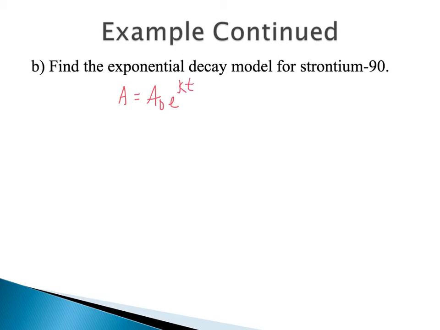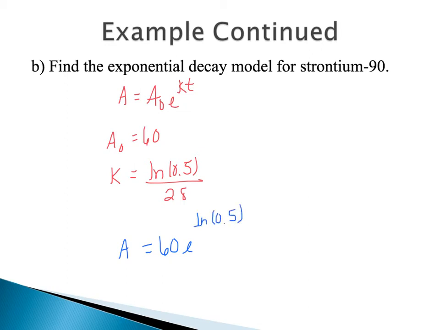Our A sub 0 was the amount of strontium that we started with, so we had A sub 0 equals 60 grams. We found in our first part that k was equal to the natural log of 0.5 all over 28. And what happens with that exponential decay model then is that we want to just fill that information in. So A is going to stay A, A sub 0 is going to become 60, e to our k, which is natural log of 0.5 over 28, and then times t.